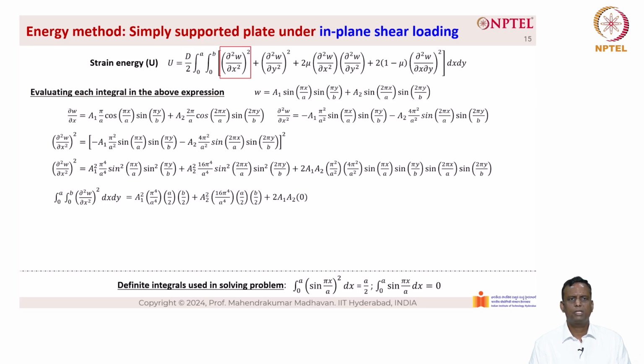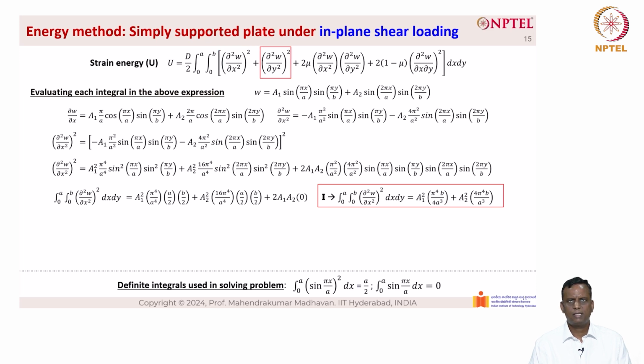So when we substitute that, we get a1 square into pi power 4 divided by a power 4 into a by 2 into b by 2 plus a2 square into 16 pi power 4 by a power 4 into a by 2 into b by 2 plus 2a1 a2 into 0. So the first integral is given as a1 square into pi power 4 b divided by 4a cube plus a2 square into 4 pi power 4 into b divided by a cube.